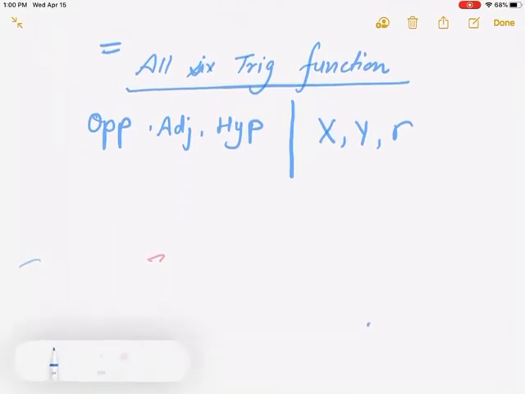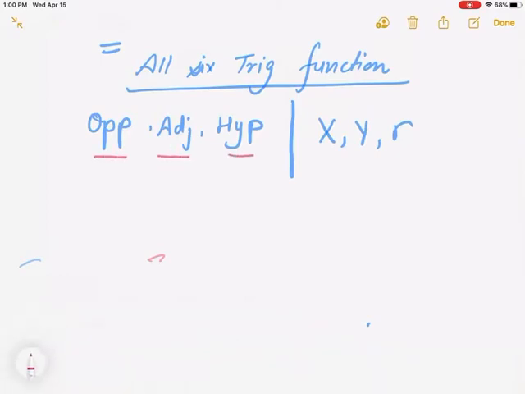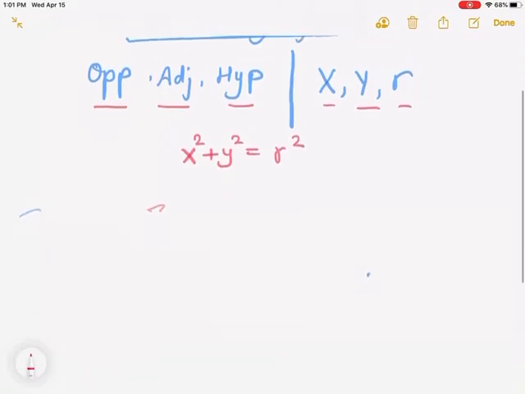But let's just say any of these 3 variables is missing, then it's still possible to solve for that missing variable. You could just use the Pythagorean theorem: x squared plus y squared is equal to r squared. So plug in for whatever you know and solve for the missing one. So that was just the first thing.